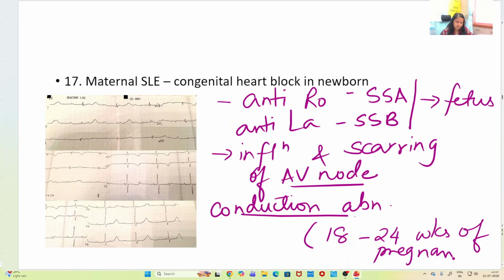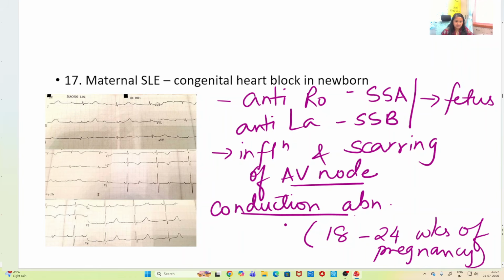So remember, this is also a frequently asked question. Remember the names of the antibodies, anti-Ro and anti-La, and that inflammation and scarring of the AV node leads to congenital heart block and conduction abnormalities in the fetal heart.